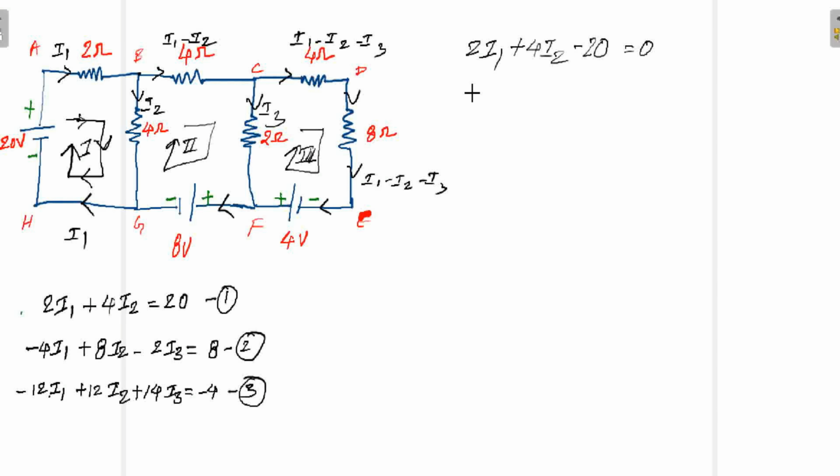You can simplify that: 2I1 plus 4I2, which is equal to 20. Now observe whether this equation and this equation are the same. Yes, 2I1 plus 4I2 equal to 20, 2I1 plus 4I2 equal to 20.